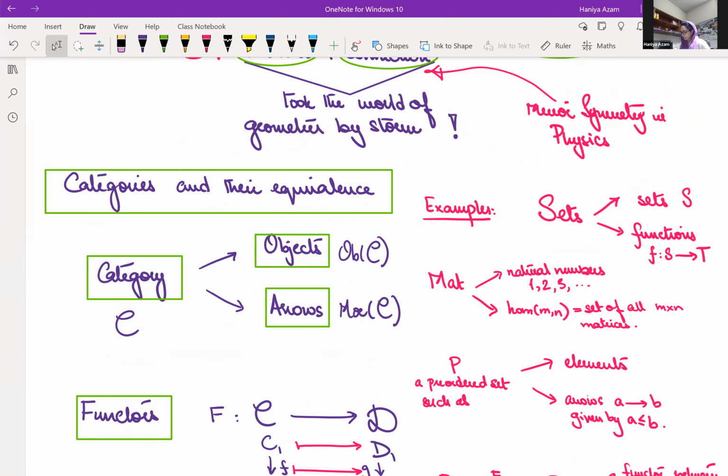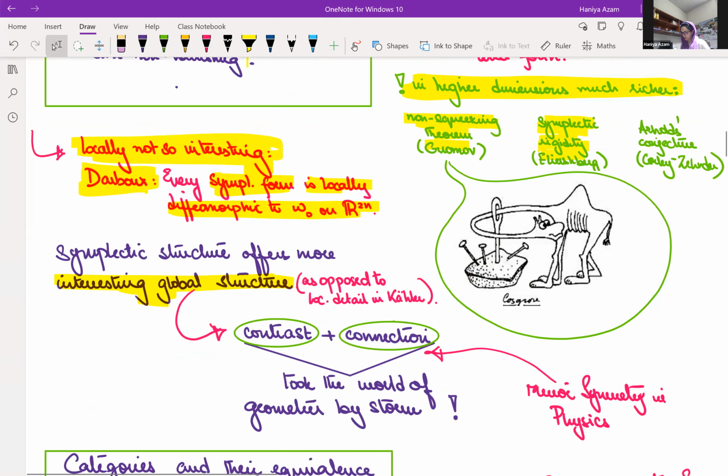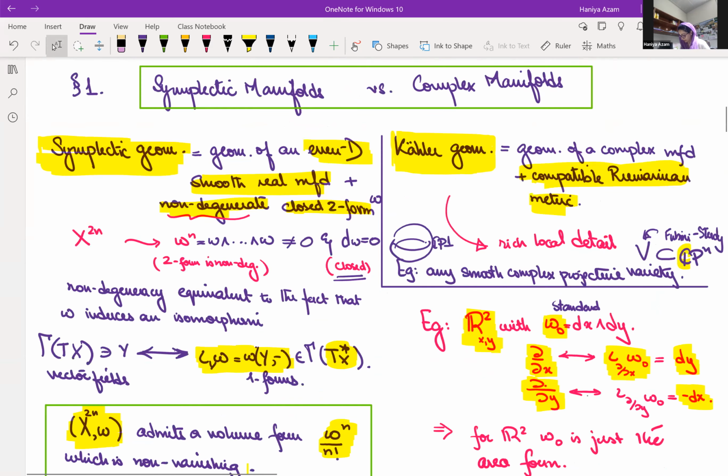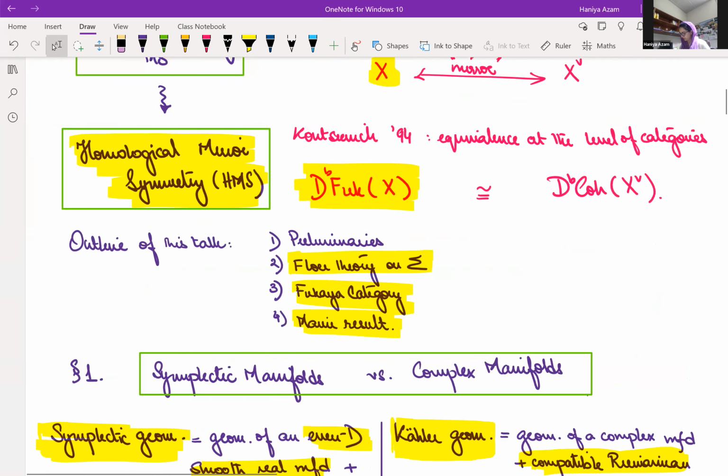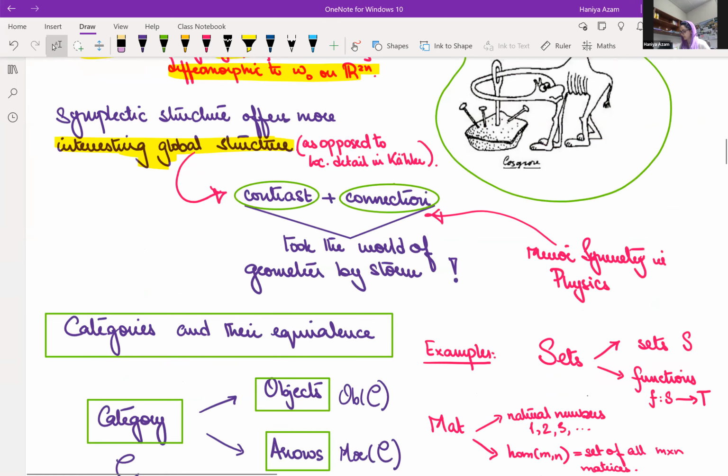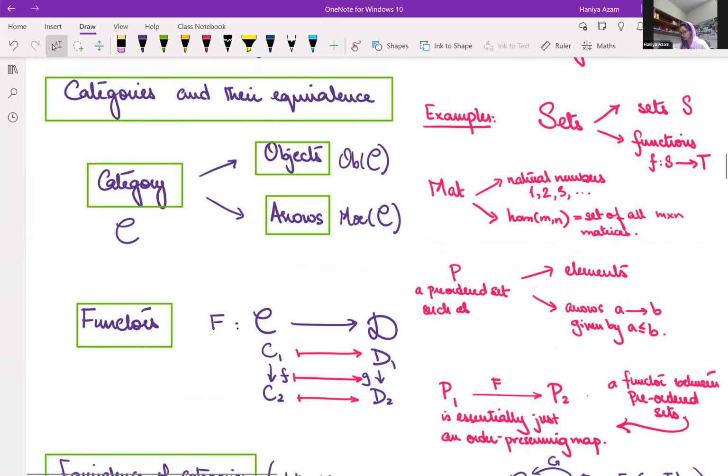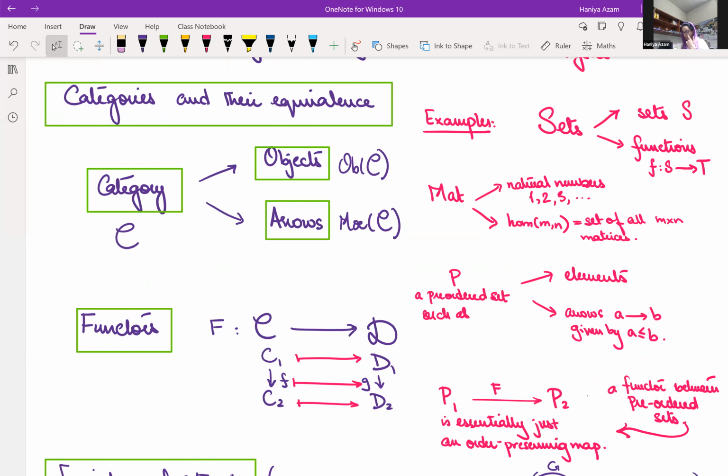Okay, so I've been using the word category because the key word is Fukaya category, and I need to tell you what a category is, primarily because you've already seen categories before, even if you didn't know the word. So what is a category? A category is denoted by this curly C. It has two components, if you like: objects, which we denote as objects of C, and arrows, which we denote as morphisms.